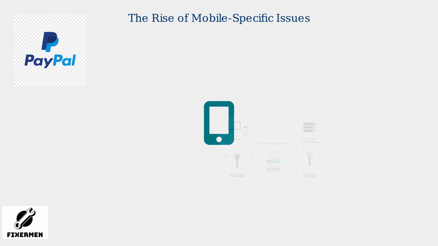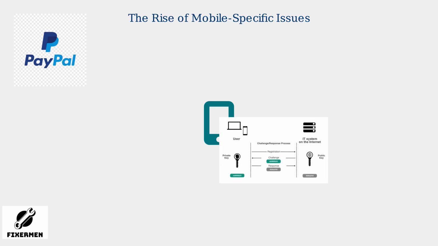In response to these credential-related errors, PayPal is pushing toward passwordless authentication methods. Passkeys, which use biometric data or hardware security keys, eliminate traditional passwords entirely. This approach could significantly reduce 13103 errors by simplifying the login process and making it more secure against credential theft.